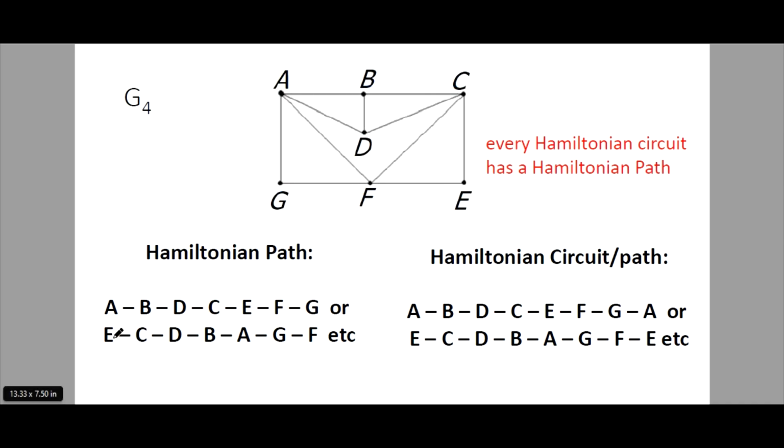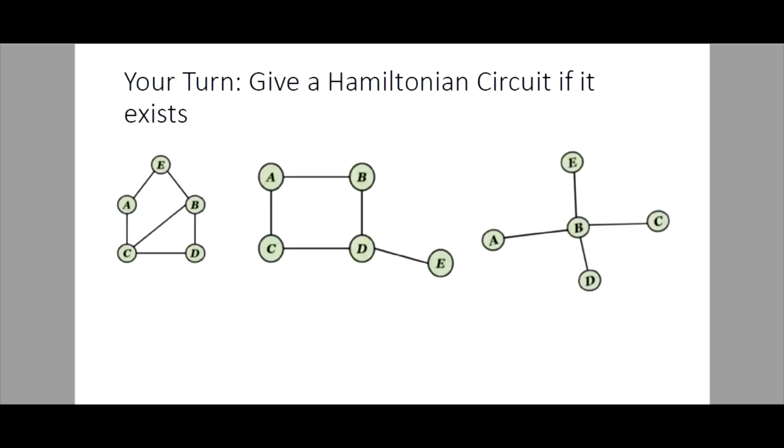Let's start with E. So E, C, D, B, A, G, F, and then go back to E is another Hamiltonian circuit. Again, every Hamiltonian circuit is a Hamiltonian path. So, your turn. Give a Hamiltonian circuit for this one. For number one, we can have A, E, B, D, C. Go back to A.